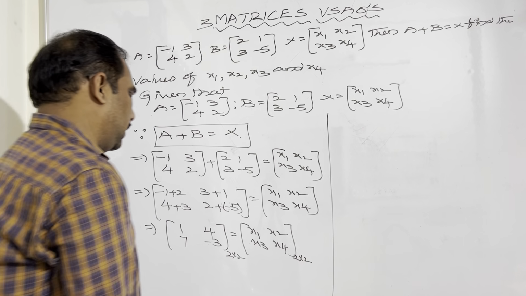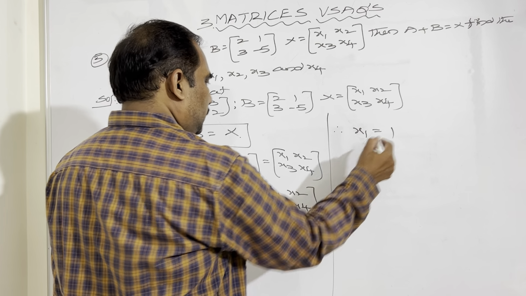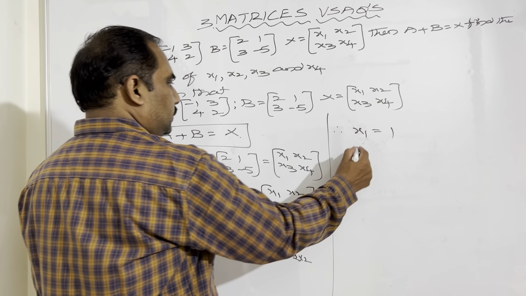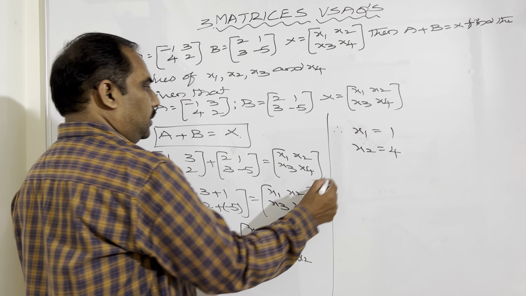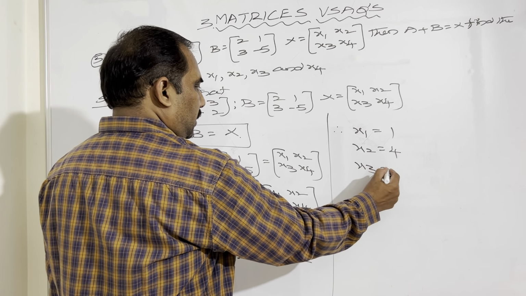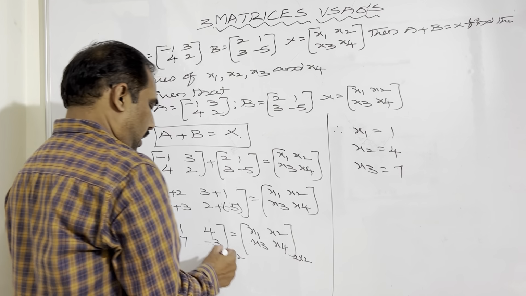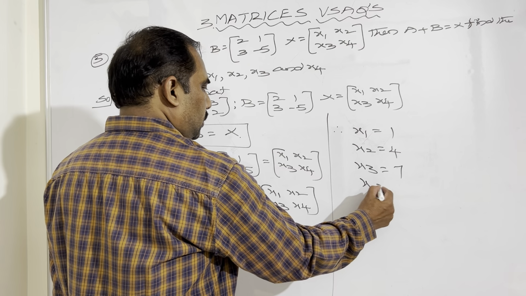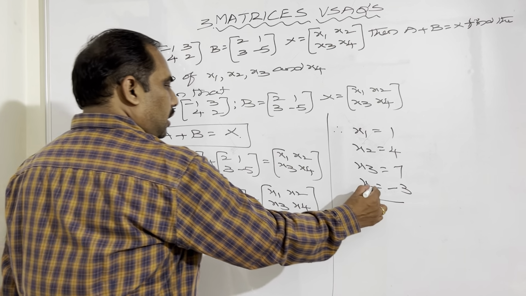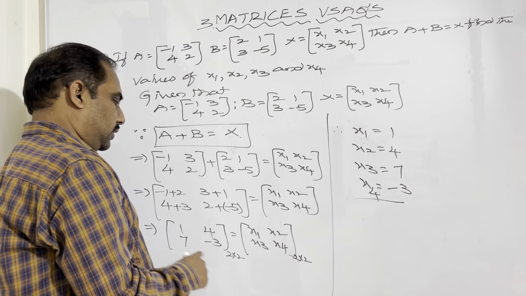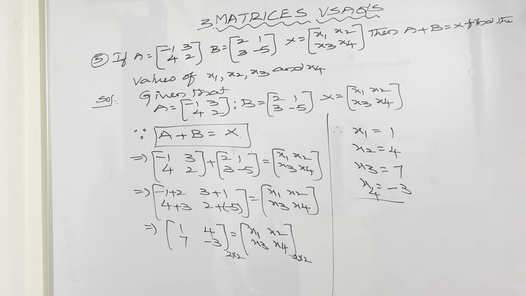So therefore we can say that X1 is equal to 1, X2 is equal to 4. Corresponding elements are same if order of the matrices is same. X3 is equal to 7 and X4 is equal to minus 3. See, like this we can find the X4 is equal to minus 3. So like this we can find the X1, X2, X3 and X4.